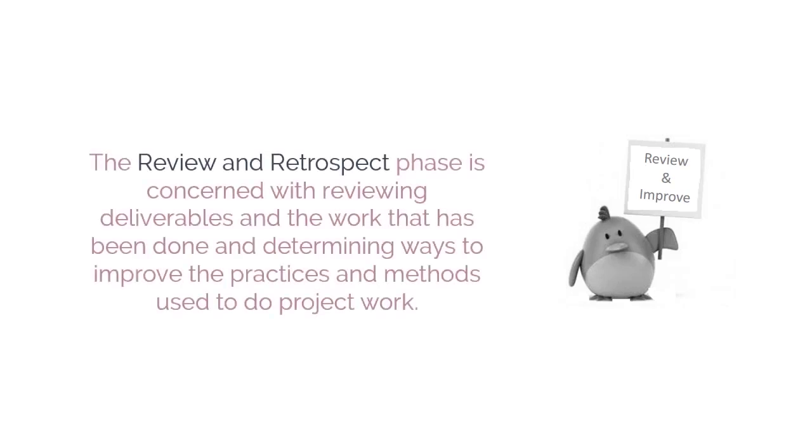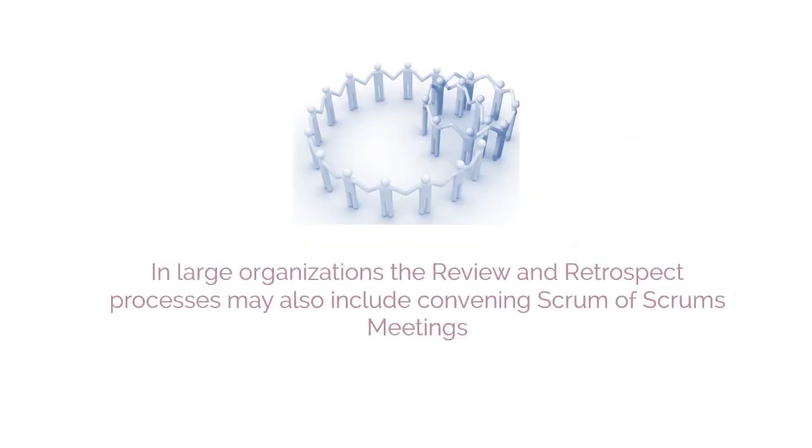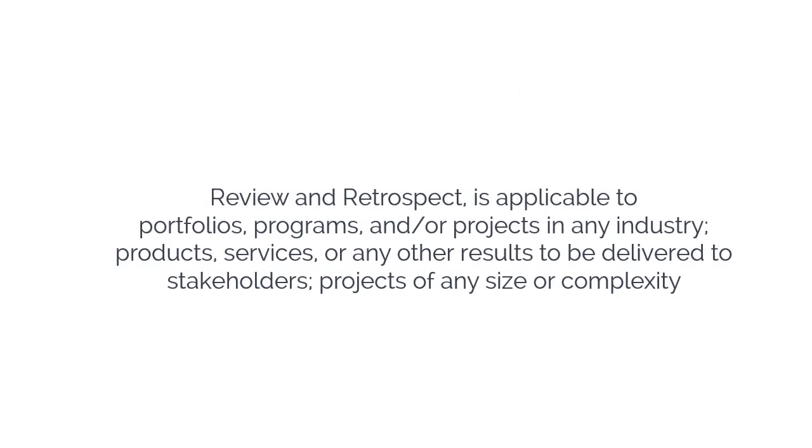The review and retrospect phase is concerned with reviewing the deliverables and the work that has been done, and determining ways to improve the practices and methods used to do project work. In large organizations, the review and retrospect processes may also include convening Scrum of Scrums meetings. Review and retrospect, as defined in A Guide to the Scrum Body of Knowledge, or SBOK Guide, is applicable to portfolios, programs, and/or projects in any industry, products, services, or any other results to be delivered to stakeholders, and projects of any size or complexity.